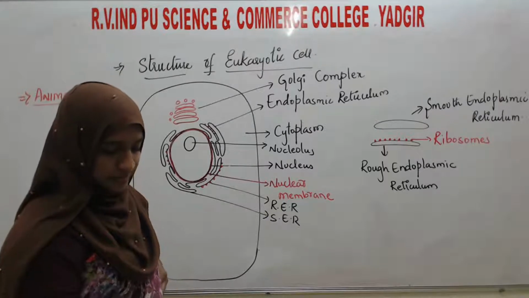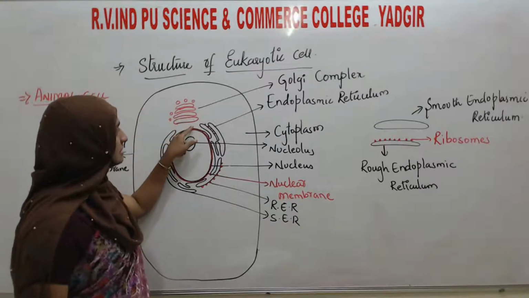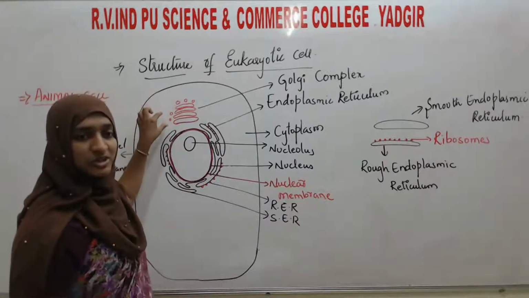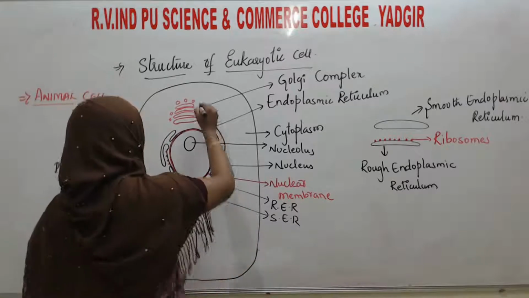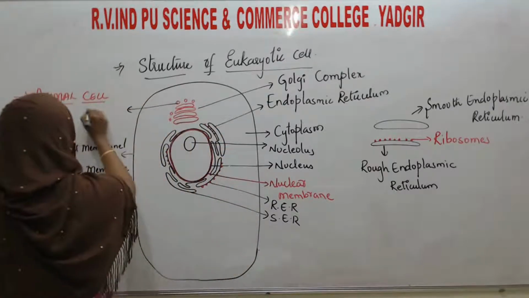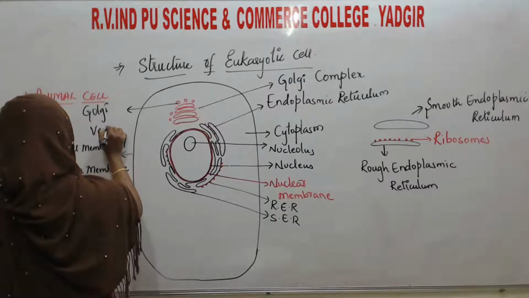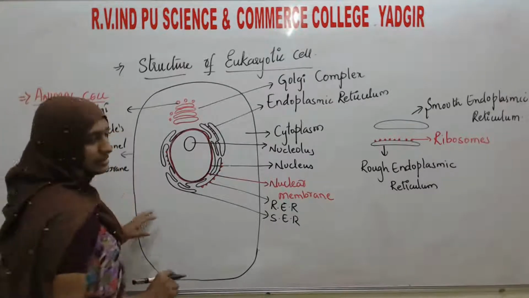And except for this tubular structure, which we call the Golgi apparatus, the vesicles, the spherical shaped structures that are there, we can call them the Golgi vesicles.